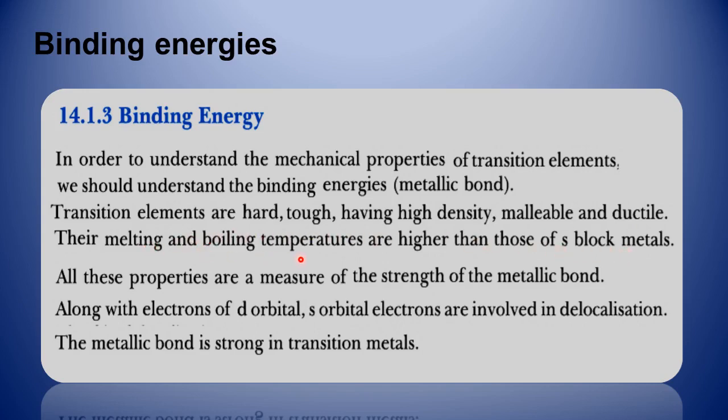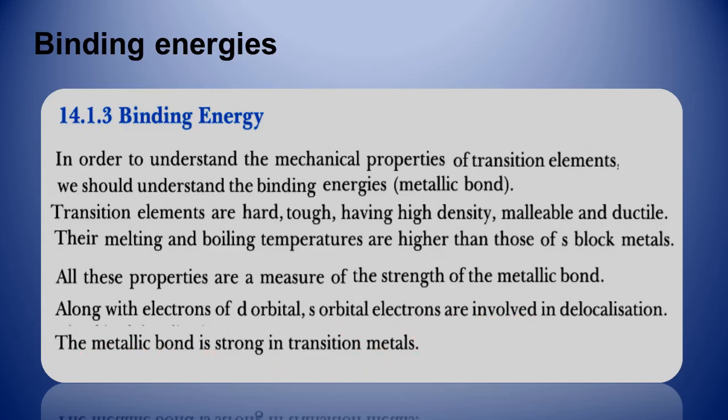All these properties are a measure of strength of the metallic bonds. Because along with the electrons of d orbitals, the s orbital electrons are also involved in the delocalization. So the metallic bonds are stronger in the transition metals.